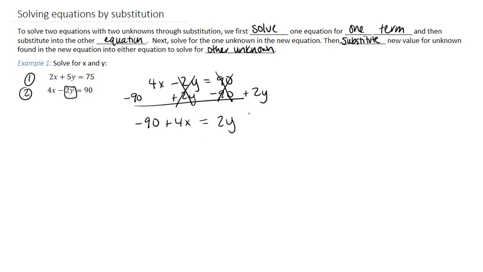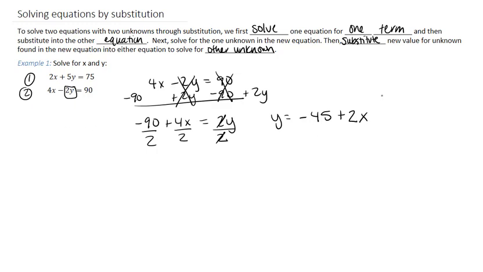Now we need to get y by itself. So what we can do is divide by 2 to every term. This gets rid of it here. So now y is equal to negative 90 divided by 2 is negative 45, plus 4 divided by 2 is 2x. So now we have our new equation, which we can now substitute this y into the other equation.